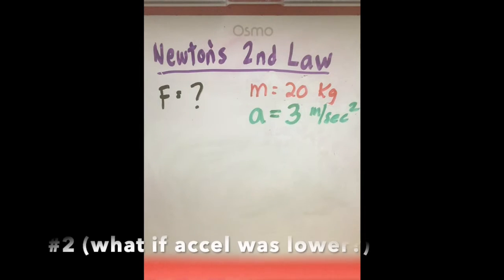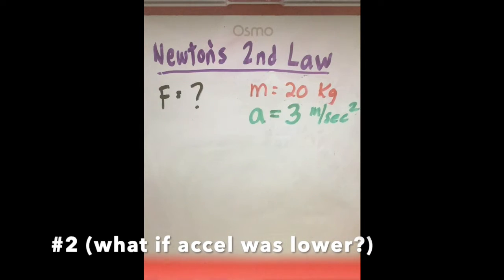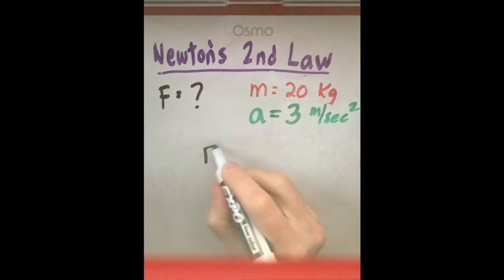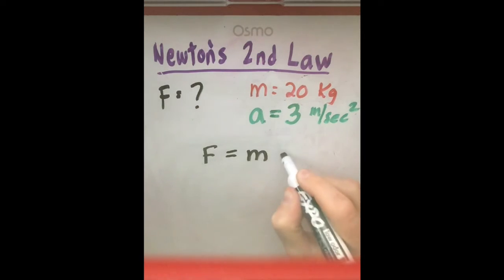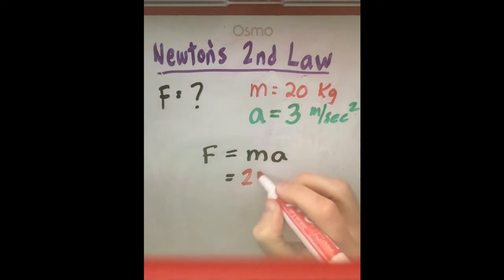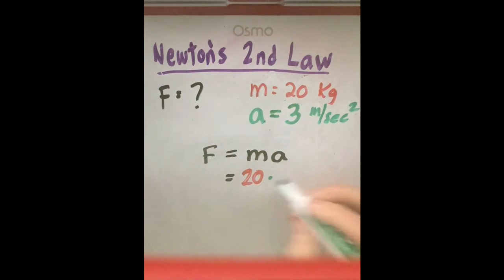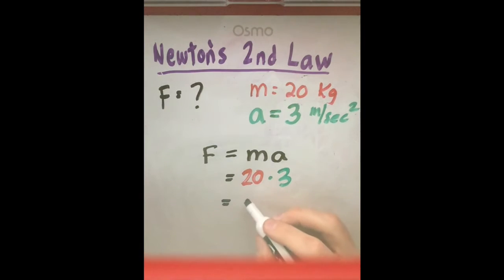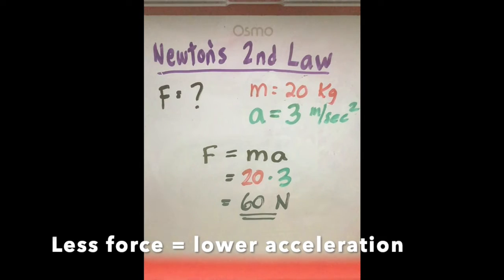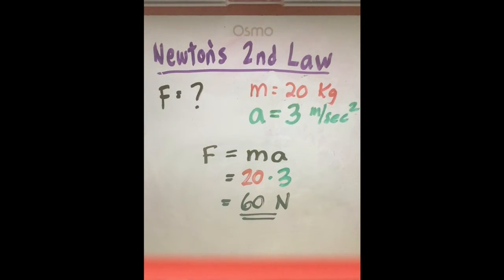Now what force is needed to accelerate a 20 kilogram mass at only 3 meters per second squared? To figure this out, we once again write our formula. F equals m times a. Now we plug in our mass, which is still 20, but now the acceleration is only 3 meters per second squared. 20 times 3 is 60 newtons. Now that makes sense because a smaller force is needed to accelerate a mass at a lower rate.